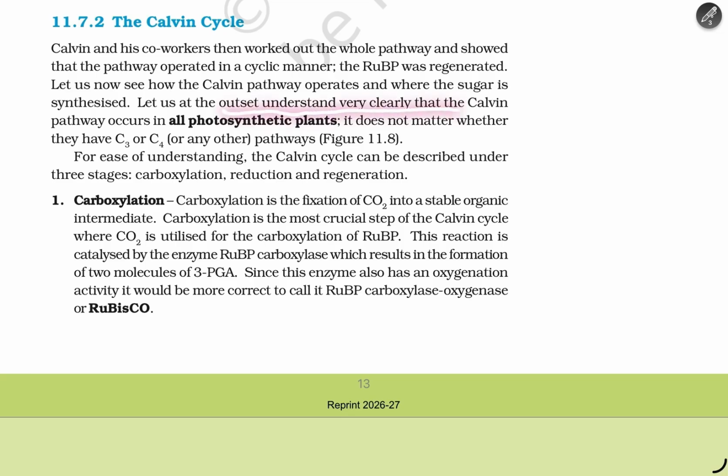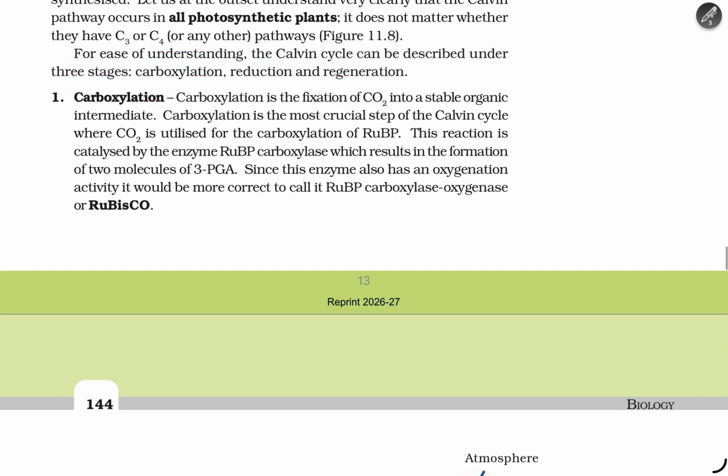Let us first set out the understanding very clearly. The Calvin pathway occurs in all photosynthetic plants. It does not matter whether they are C3 or C4 plants. For ease of understanding, the Calvin cycle can be described under three stages: carboxylation, reduction, and regeneration.